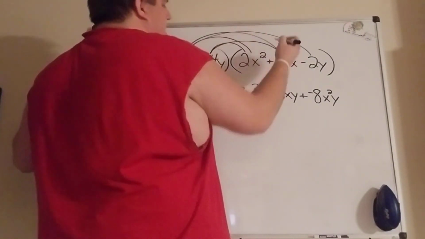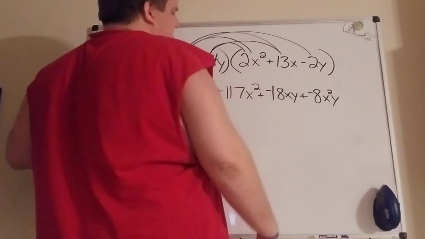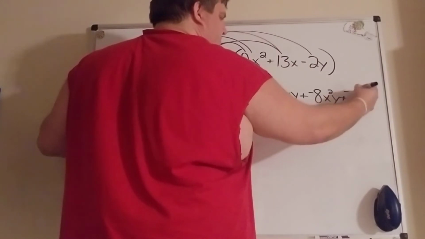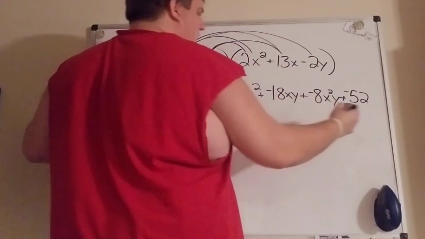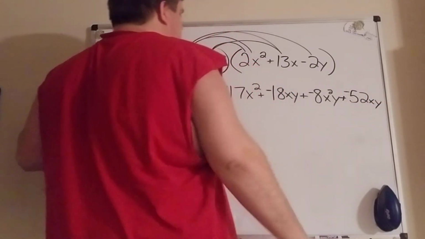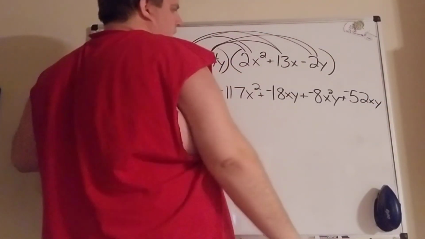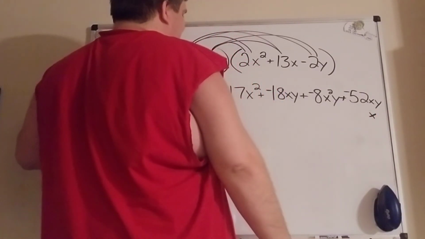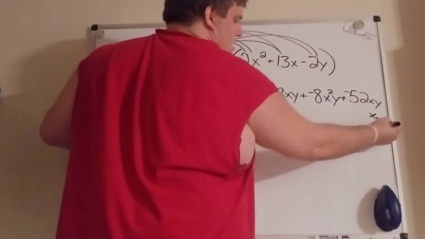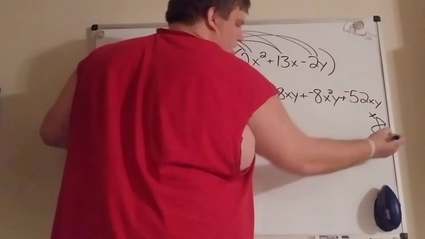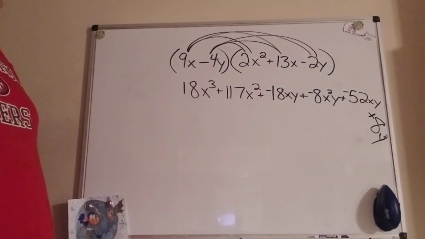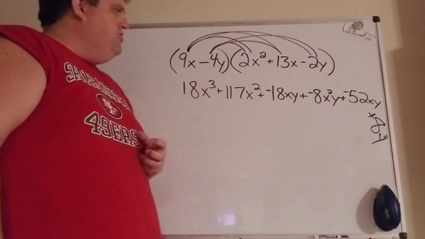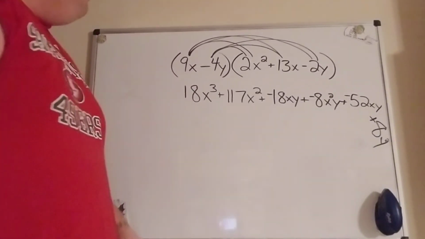All right, negative 4y times 13x is going to give you negative 52xy. And then negative 4y times negative 2y, I'll have to go down the side here, forgive me, is going to be 8y squared, because y times y. Now, this is where it gets a little easy to make mistakes if you're not sure about which ones are like terms, right? So just be really careful there.